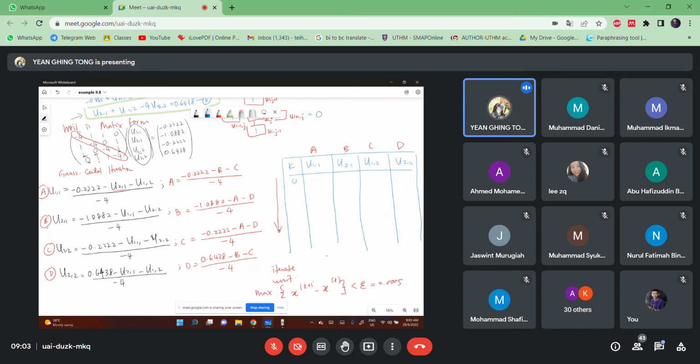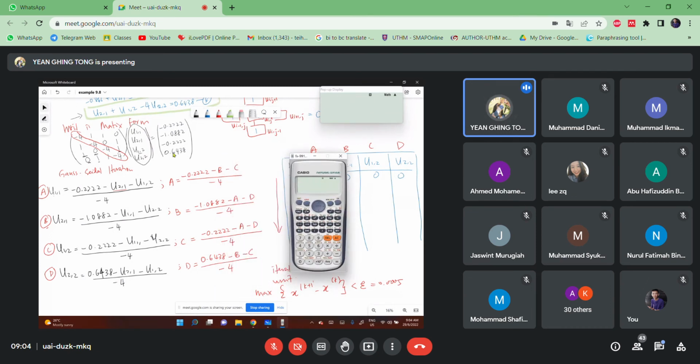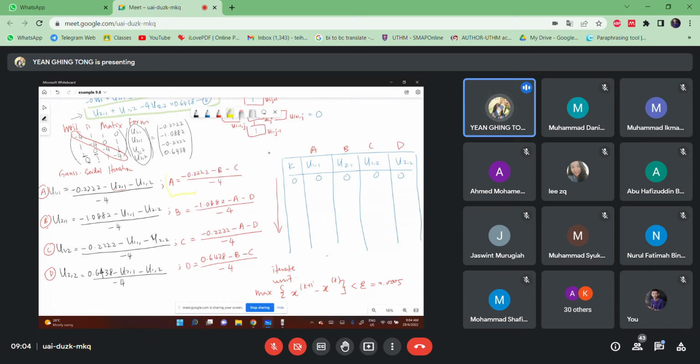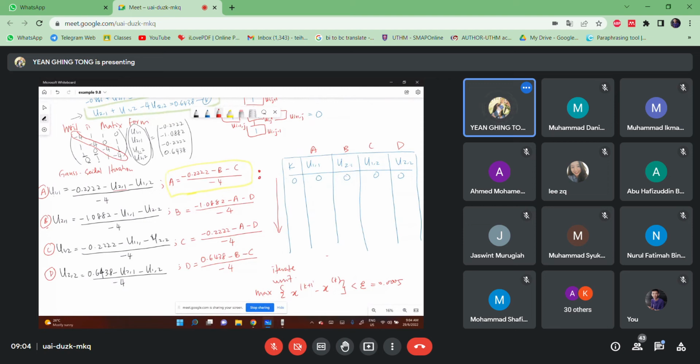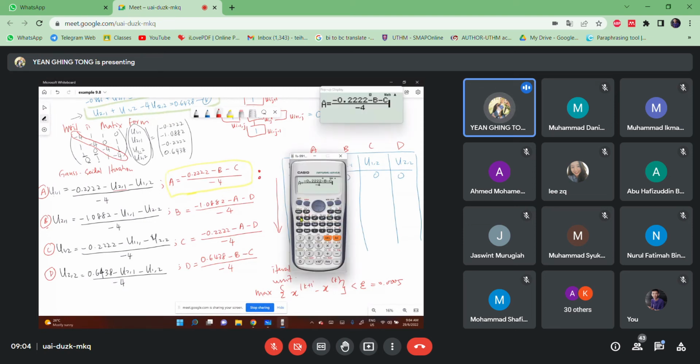Okay, now start from 0. So from 0, we put all the values A, B, C, D as 0. We key in all the equations together in the calculator. Start with the first equation: alpha A, alpha equal, fraction, negative 0.2222 minus alpha B minus alpha C, divided by negative 4. Bring to the right and put this symbol, the double dot. You can find this double dot by pressing alpha and integrate.